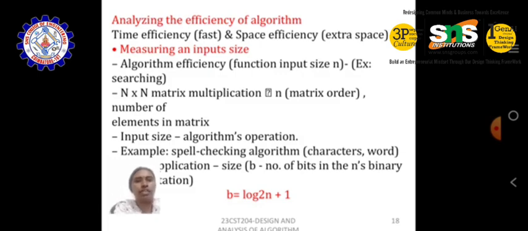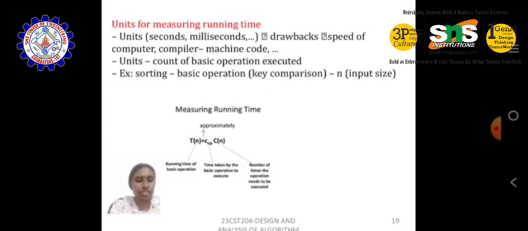The second one is units for measuring running time. Here, running time measures the amount of time an algorithm takes to complete depending on the size of the input. Big O notation is the most common way to express running time or time complexity in algorithm analysis. Big O notation abstracts away constants and lower order terms to focus on the growth rate as the input size increases.